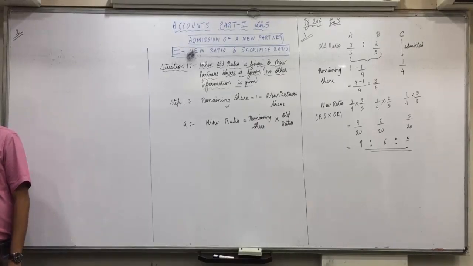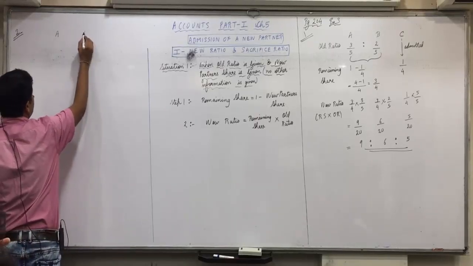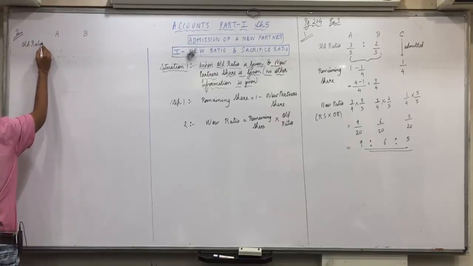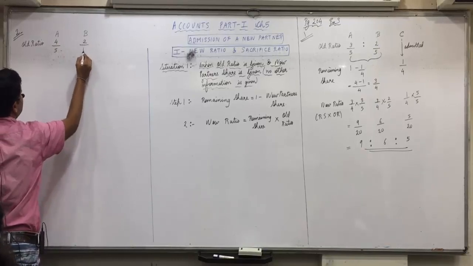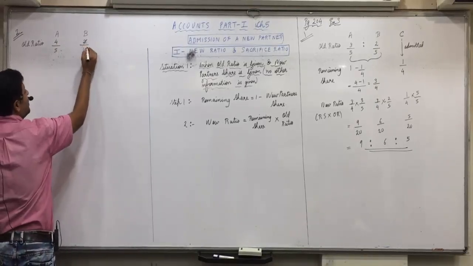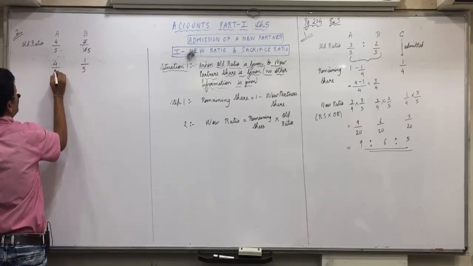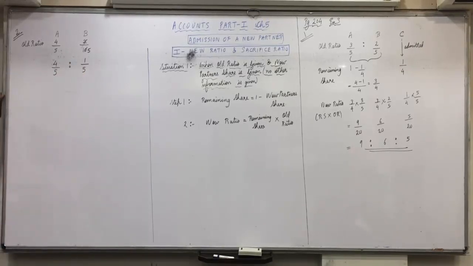Share of old ratio of A and B. Everyone write down A and B old ratio: 4/5, 2/10. Now our denominators should be the same to get the ratio. 2 into 5 is 10, so can we write it as 1/5? Yes. And 4/5. So 4:1 is the old ratio. Raise your hand who did not understand this. 4:1 is the old ratio.